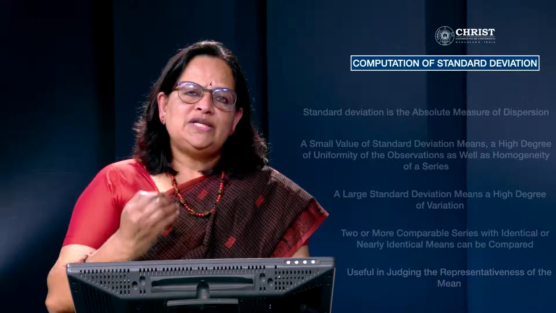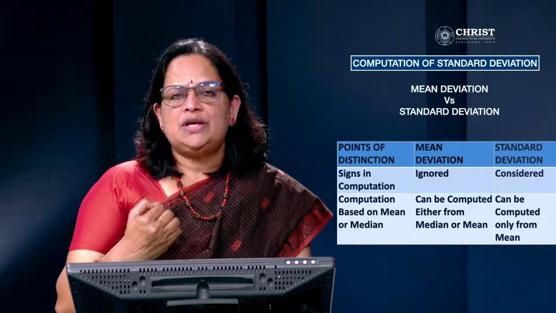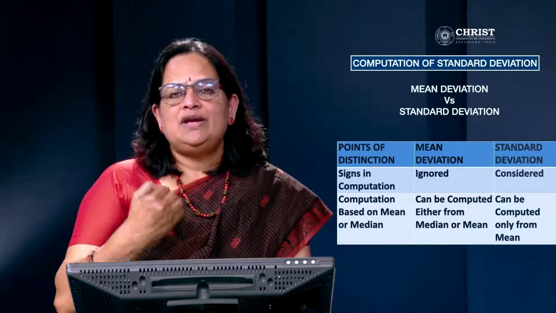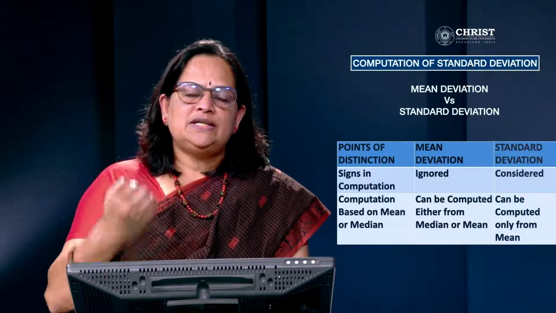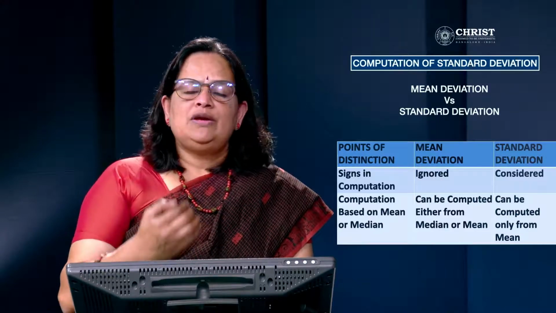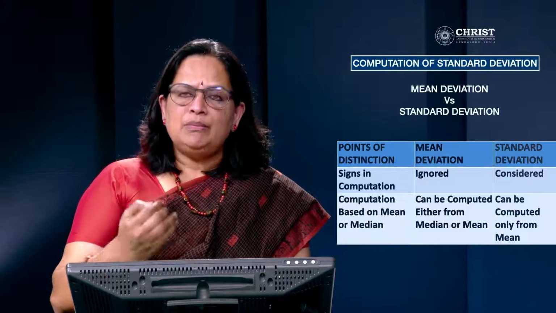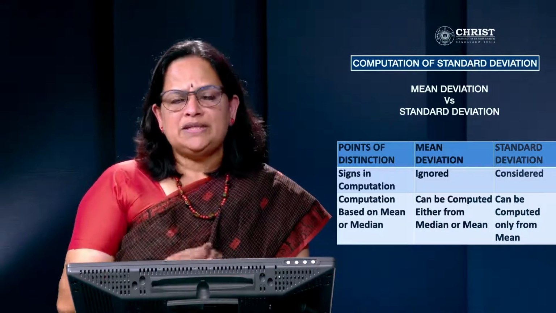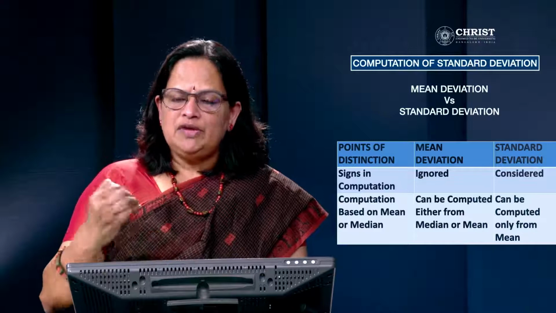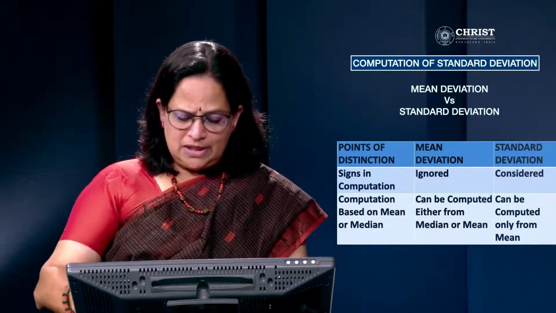Next we have to see what the differences are between mean deviation and standard deviation. Two points are there. In mean deviation, signs are ignored in computing, so that is the main limitation of mean deviation. Whereas in standard deviation, signs are considered. If it's plus or minus, it will be considered in the computation. Next, mean deviation can be computed using either the mean or the median as the average, whereas standard deviation we can compute only using the mean. So these are the two differences between mean deviation and standard deviation.